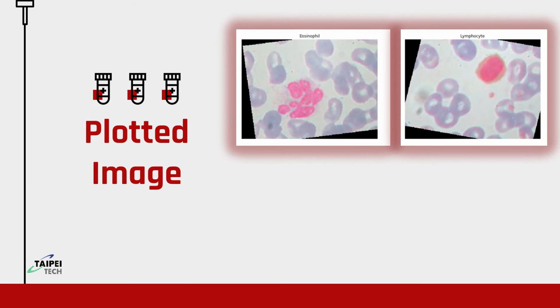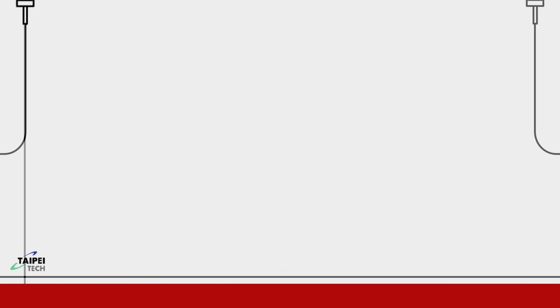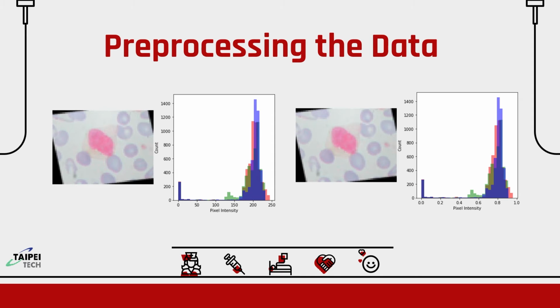These are the samples of the augmented images of the following classes: eosinophil, lymphocyte, monocyte, and neutrophil. The augmented set has the same number of samples for each class. This balance will help our model in the training session to clearly recognize each class. Plus, the different view angles will help for generalization. Not much pre-processing is required for this dataset. Only normalization will be applied to reduce the pixel intensity range.